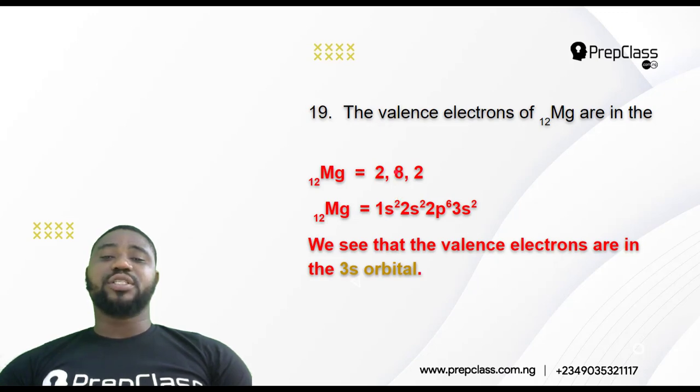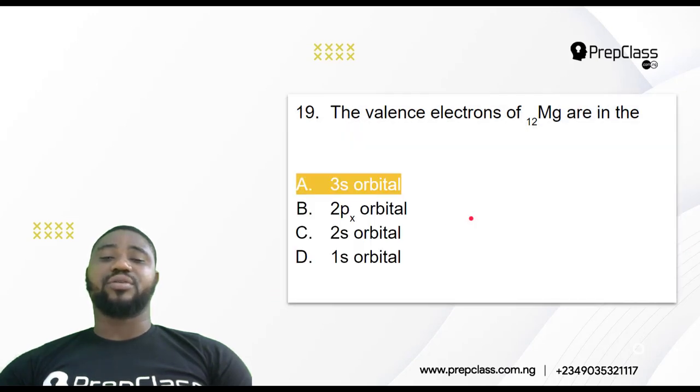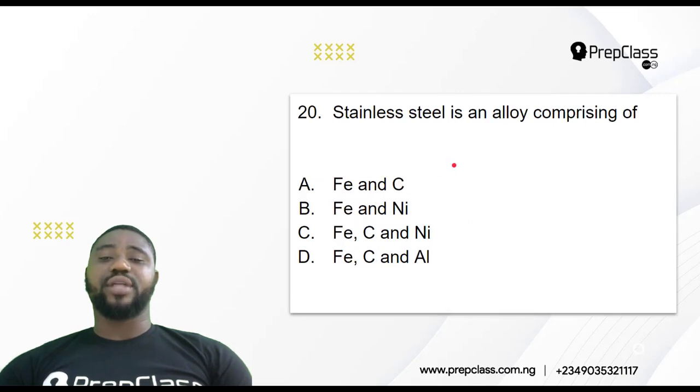The first 2 will be in the 1s shell. That's why it's 1s2. These 8 electrons will occupy the 2s shell and 2p shells. Or you can say that these 2 electrons will occupy the 1s orbital. These 8 electrons will occupy the 2s orbital and 2p orbital, making 2s2, 2p6. And therefore this valence electron will stay in the 3s orbital. So we see that the valence electrons are in the 3s orbital. So the answer is A, 3s orbital.